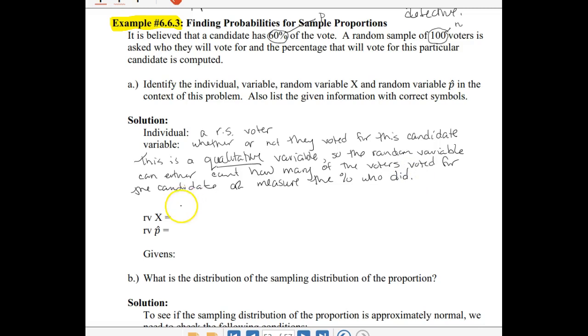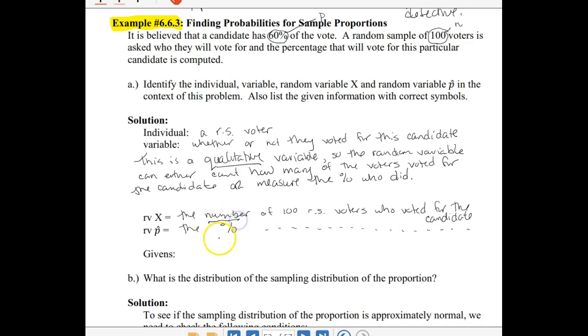So the random variable x is going to be the number of 100 randomly selected voters who voted for the candidate. And p hat is going to be the percentage of 100 randomly selected voters who voted for the candidate. That's our only difference here, whether we count how many or measure the percentage. And the givens we had in the paragraph: p was 0.6 and little n was 100.